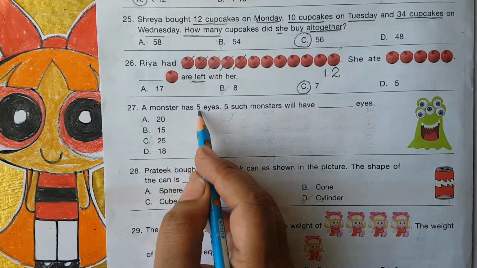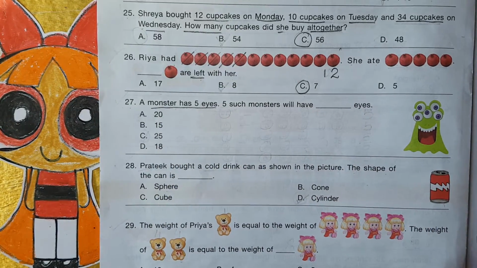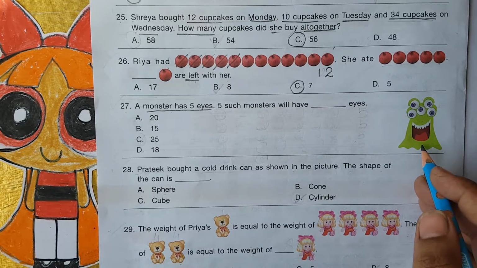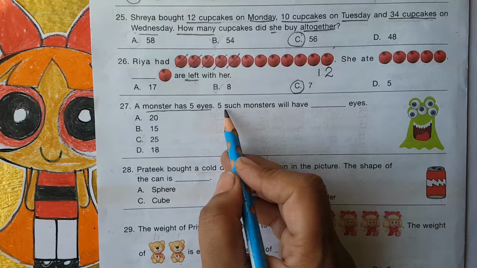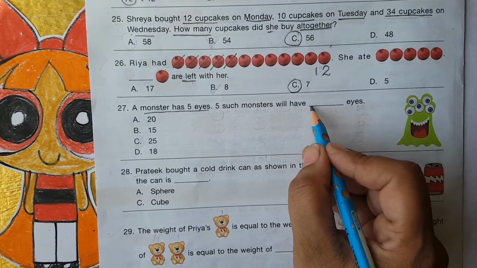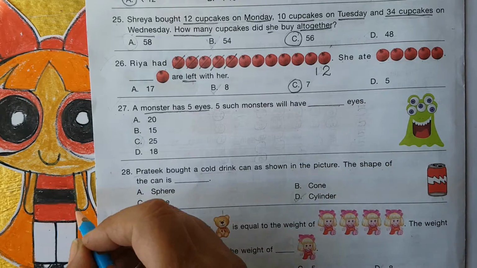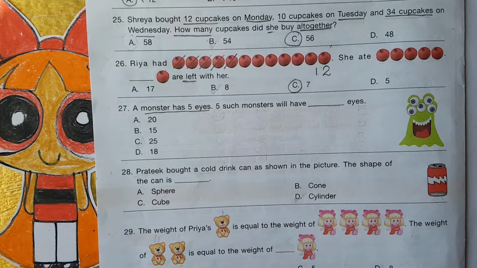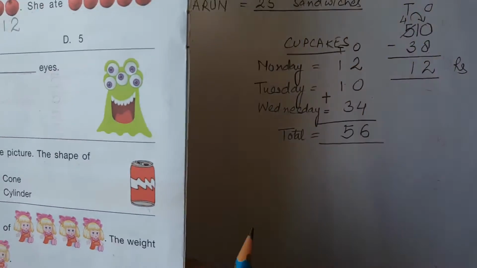Now question number 27. A monster has 5 eyes. Oh, look, the monster. It has 5 eyes. It's very dangerous. Oh my God. 5 such monsters will have how many eyes? Dash eyes. So we have to count the number of eyes. If one monster has 5, 5 monsters have how many eyes? So let's do it visually here.